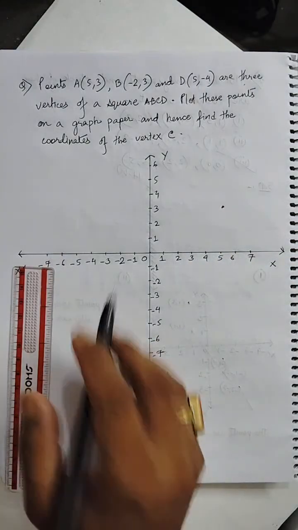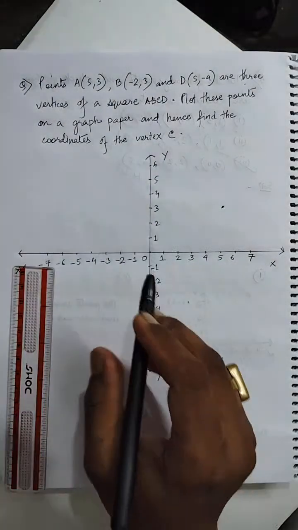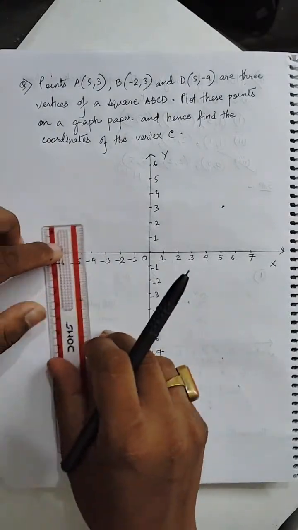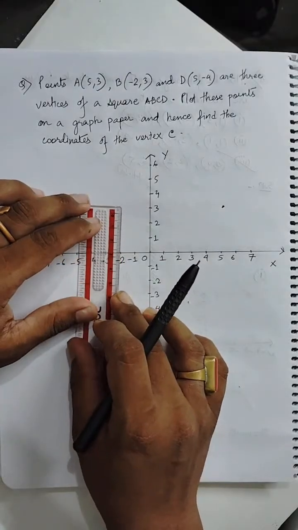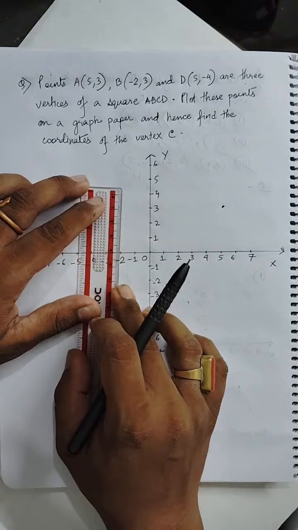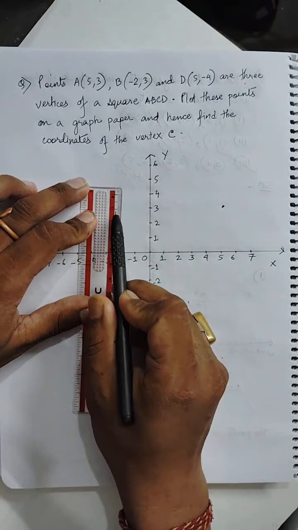Okay. Then B is -2 and 3. I will label the points once I have finished doing. So this is -2 and 3. So this will lie on the second quadrant. This is -2. -2 and 3. So 1 centimeter, 2 centimeter, and 3 centimeter.